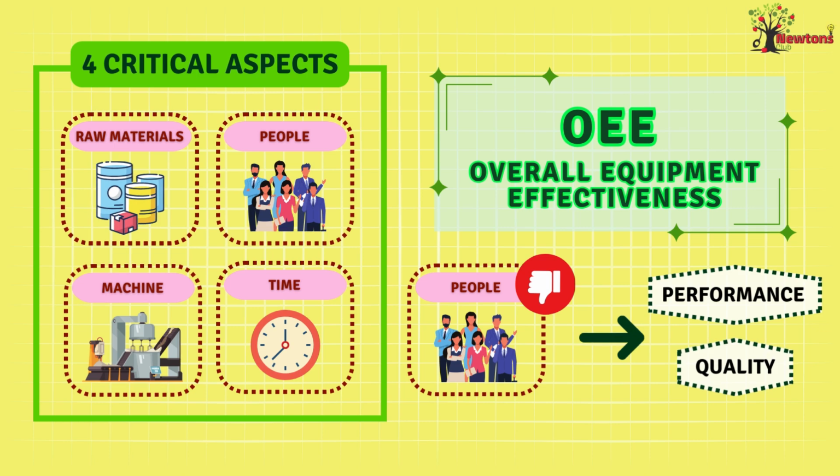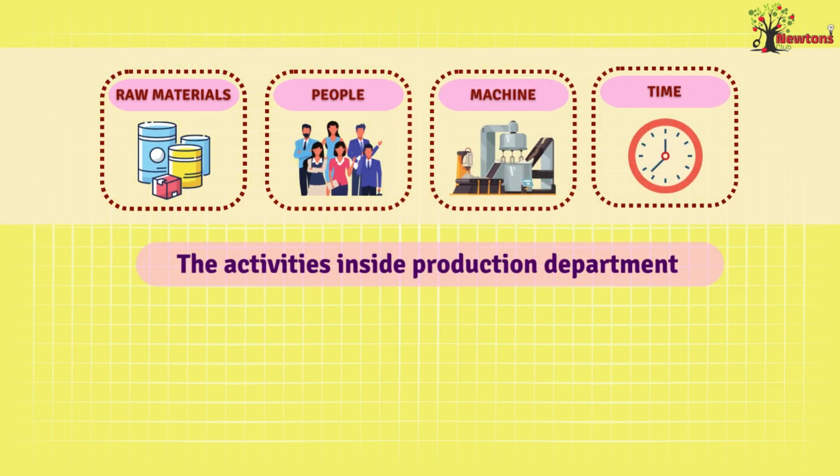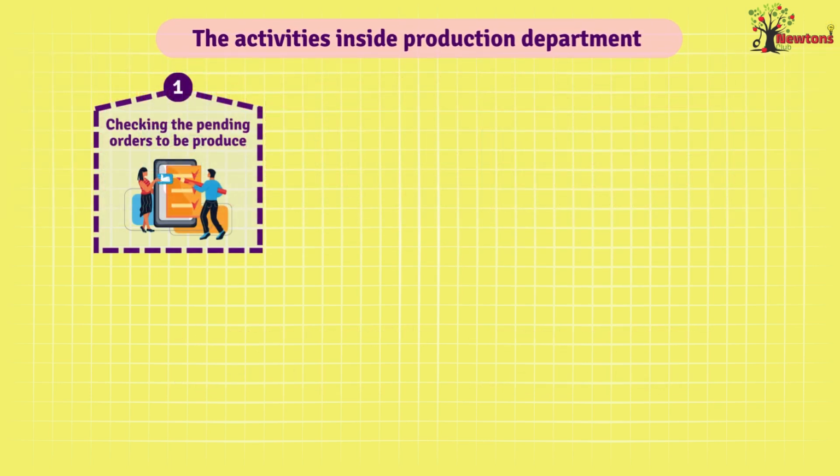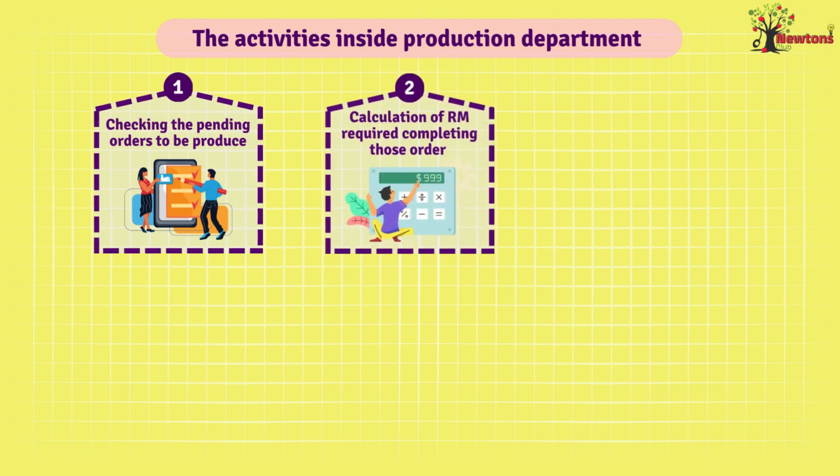Now, with this in mind, let's explore the various activities within a production department that involves managing raw materials, people, machines, and time. On a broader sense, they are about arranging materials, operating machines, keeping machines healthy, and interdepartmental communications. These include number one, checking pending orders to be produced. We need to check the internal ERP system for any pending orders, allowing us to plan for the next steps effectively.